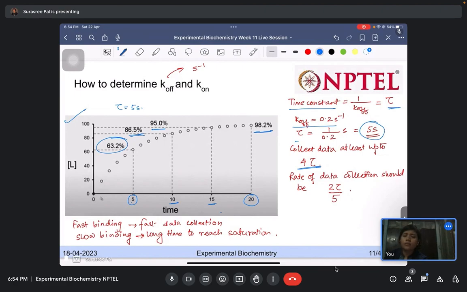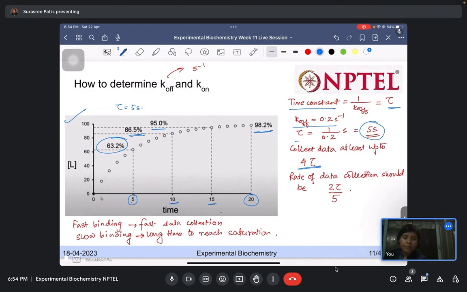Otherwise, the observation will be erroneous. So there will be errors. So at least we should collect the data for up to 4 tau value.